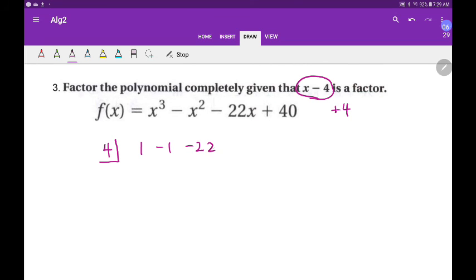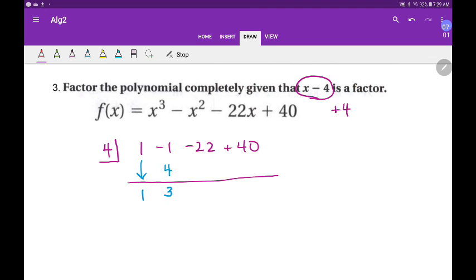And they're not skipping any x's, right? I went x to the third, x squared, x, no skipped terms. So they're not skipping anything, so neither am I. And plus 40, okay. And I leave a little space, and I start doing my thing. I bring down the 1. Okay, now I say 4 times 1. 4 times 1 is 4, and I write it right here. And then I add, okay? And I say negative 1 plus 4 is 3.